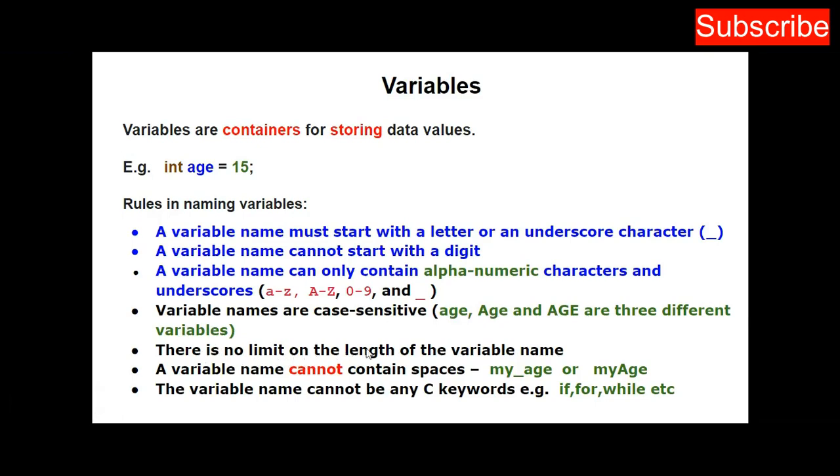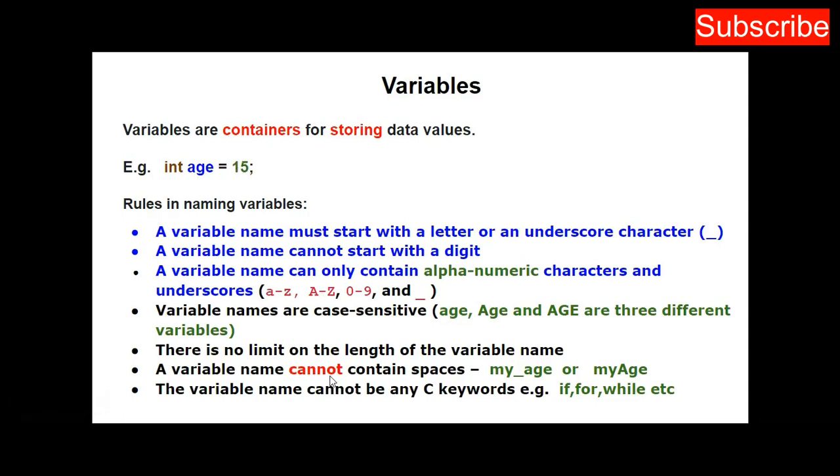There is no limit on the length of the variable name. So your variable name can be as long as possible, but it is better to make it as short as possible and more precise to what it's doing. For example, here age is 15. That's very clear. There's no ambiguity in that. It doesn't make sense to make it very long, and it doesn't really relate to the value. It's good that your variable name relates with the value that you are placing in it.